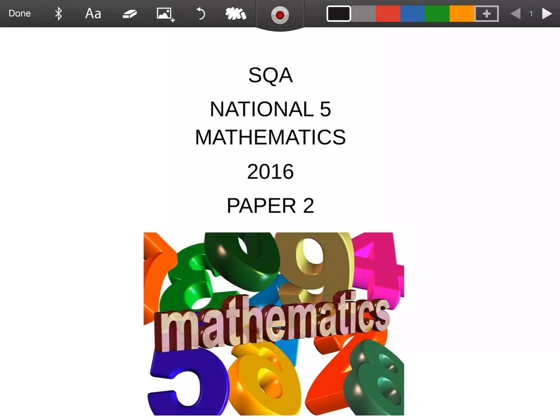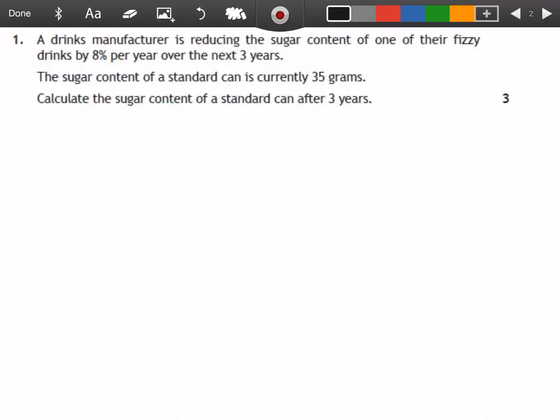Okay? Right, let's get started. Make sure you get your calculator ready. Number 1, a drinks manufacturer is reducing the sugar content of one of their fizzy drinks. So they're reducing it by 8% per year over 3 years. Okay, so let's see, 8% per year reduction. It's currently 35 grams. So we need to reduce, okay? We're working out a future value, okay?